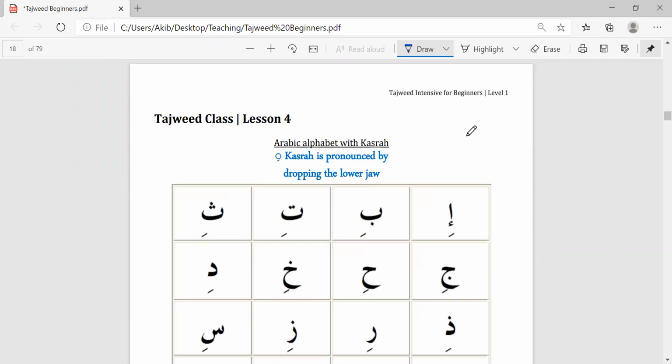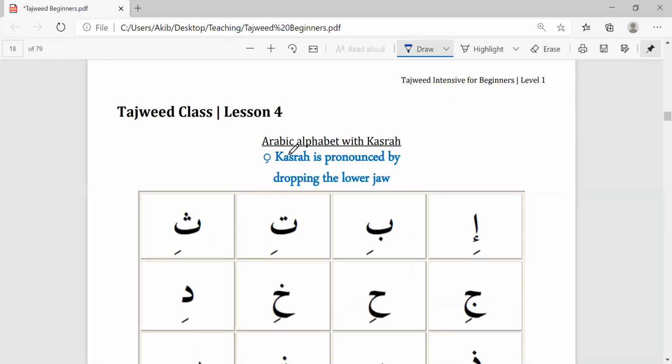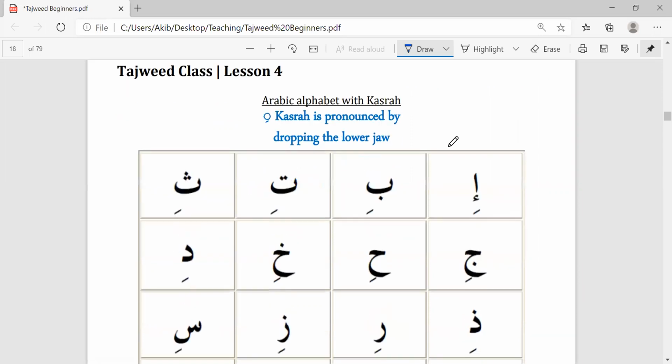So the kasra is the second vowel. We mentioned yesterday that the fatha is this little line on top of the letter. Well, the kasra is the same line, but it's going to be underneath. So the fatha was on top, and the kasra is going to be underneath. Now the fatha made an ah sound. Every letter with the fatha made that ah sound. Obviously, the heavy letters made more of an or sound. It was a bit more tight. Now the kasra is going to make an e sound.